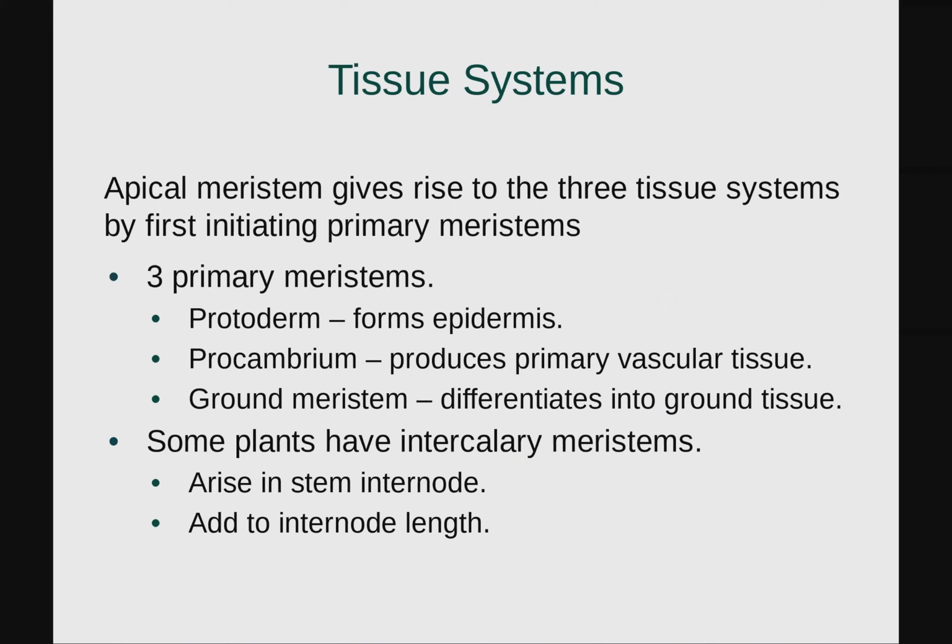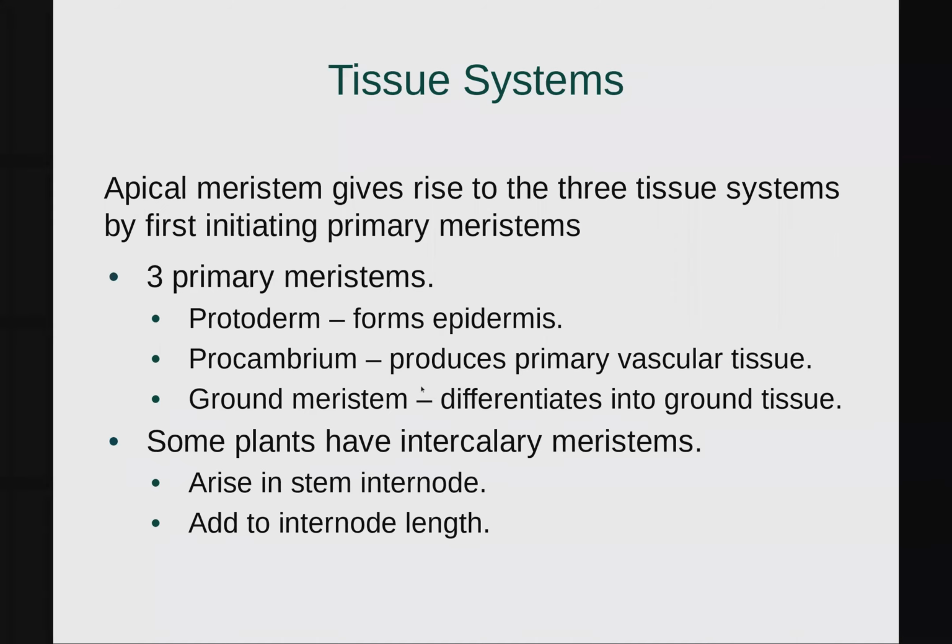Now, this leads us to different tissue systems. These apical meristems give rise to three distinct tissue systems. We've already mentioned a few of these, but we'll just go through them again. There are three primary meristems. First is the protoderm, which forms the epidermis, which you could think about like your epidermis, i.e. your skin. Then we have the procambrium, which produces primary vascular tissue, and then the ground meristem, which differentiates into ground tissue. So again, forming the three distinct tissue types we see in our plants.